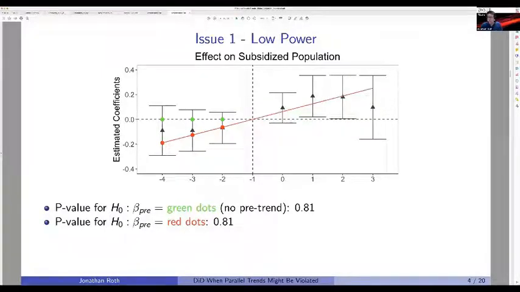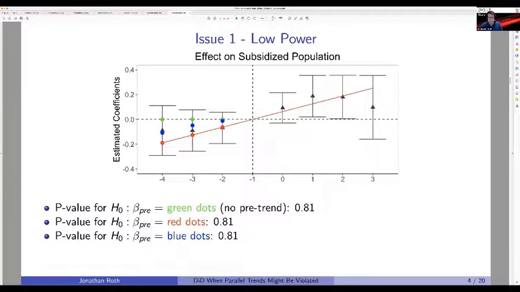So while it's true I can't reject that there was no difference in trends in the pre-treatment period, I also can't reject that this treatment group is just increasing linearly relative to the control group in the pre-treatment period following this red line, and that it just continued in this way, and that our estimates in the post-treatment period are basically just picking up on the extrapolation of this trend.